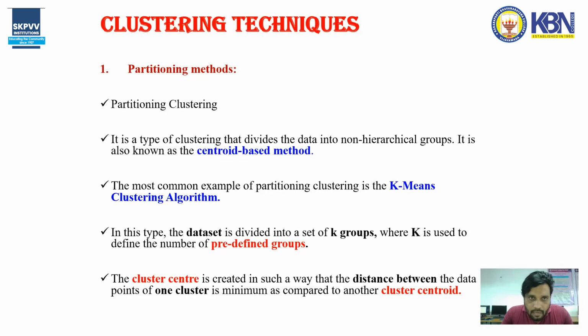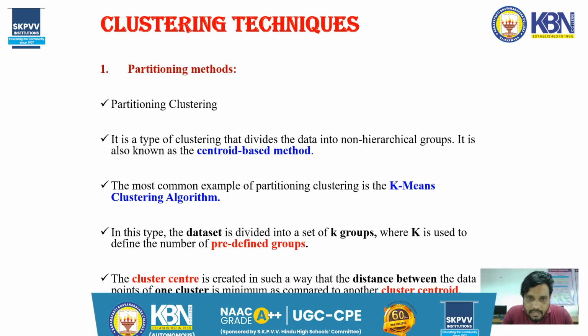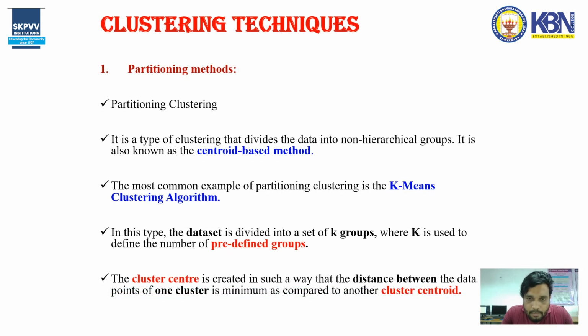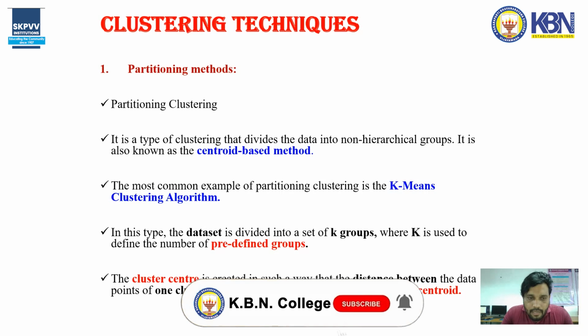The partition method, or partition clustering, is also called the centroid based method. What is meant by centroid? The centroid is the main element of the data set. One of the best examples of this technique is the K-means clustering algorithm. In this type, the data set is divided into K number of groups. Here K is the predefined number of groups. If K equals 2, two clusters will be formed, and if K equals 3, three clusters will be formed. So it is a predefining of the groups.